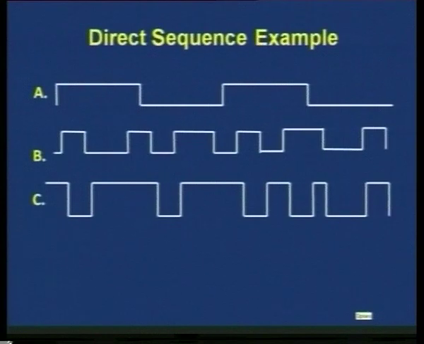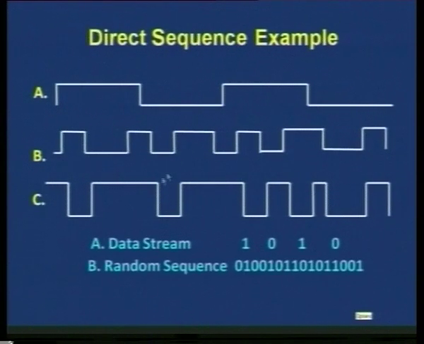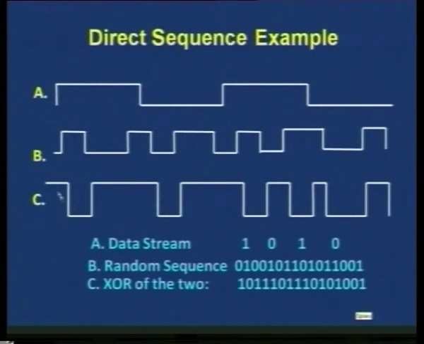Let us take an example of this. If you look at the picture here, this is the signal that I am transmitting. A is the data stream that I want to transmit, 1 0 1 0. B is the random sequence that I am using. So, let us say I use a random sequence of 0 1 0 0, 1 0 1 1, 0 1 0 1, 1 0 0 1. I am using 4 bits for every single bit that is being transmitted. So, the XOR of the two will be the actual direct sequence spread spectrum signal that is generated.